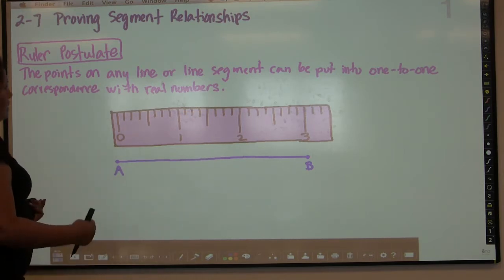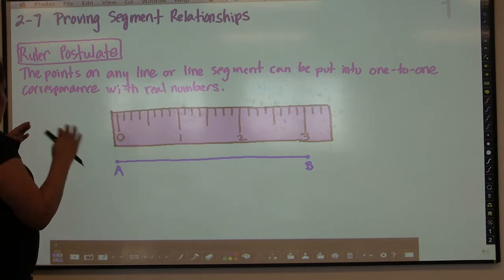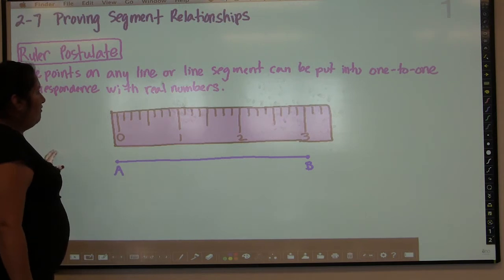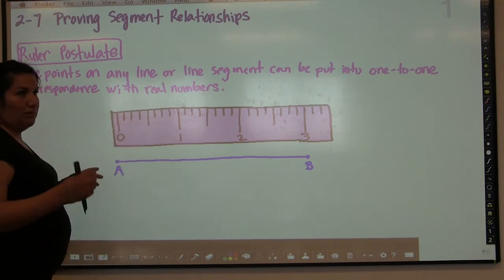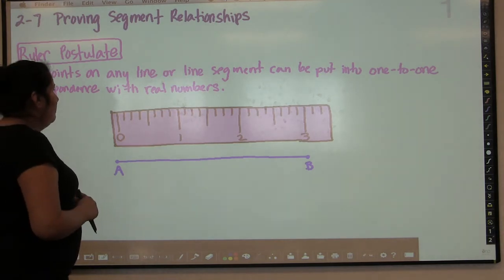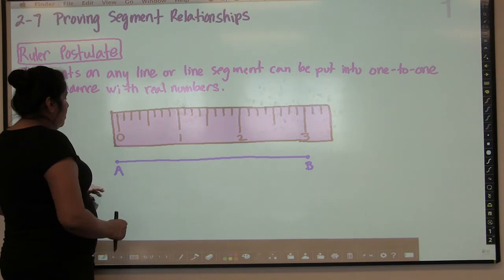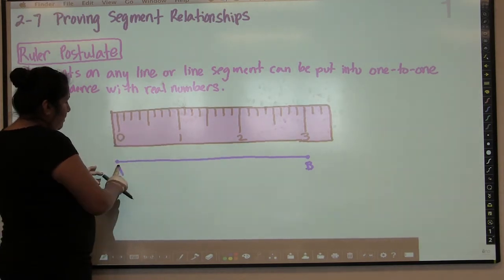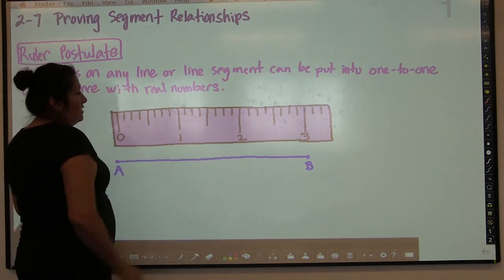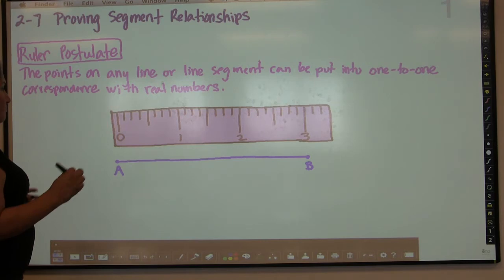It's more important for us to know what we can do with it as opposed to trying to get all technical with the definition. So basically it means that for every real number that we have, even like 1.3 and 0.79, all of those numbers are also on the ruler. So it basically means that we can measure things. So we line up the A with 0 and the B with the 3, and because of that, we know that this segment is 3 units long. So that's just what the ruler postulate is, but I wanted to make sure that you had it there.